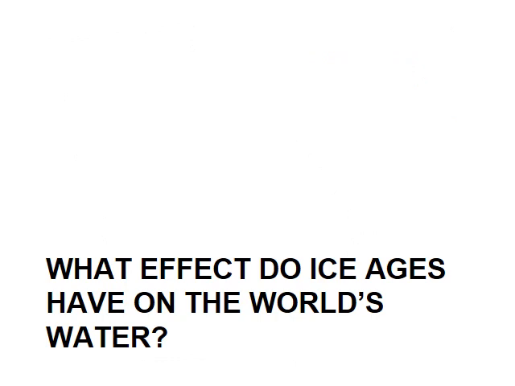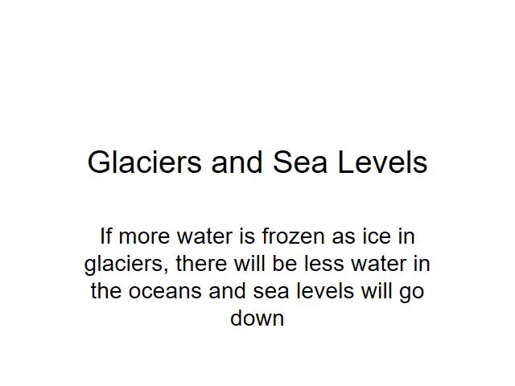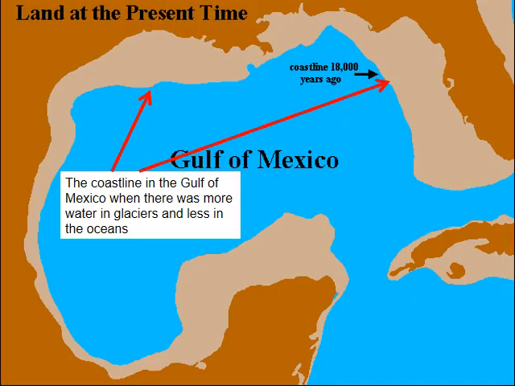So what effect do these ice ages have on the world's water? How does it all tie together? Well, the amount of water that's in glaciers affects how much water is in the ocean. So if more water is frozen in the glaciers, there's less water in the oceans, and sea levels will go down. During the last ice age, there was a lot more water that was frozen, which means it wasn't in the ocean. The ocean levels went down.